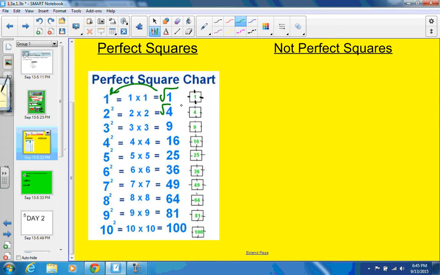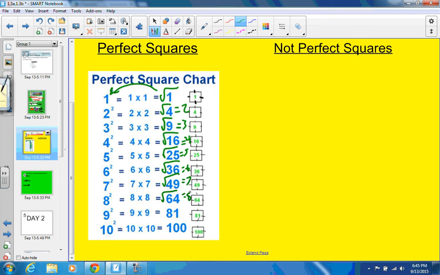Well, actually, the square root of 4 equals 2. That's because 2 squared equals 4. Square root of 9 equals 3. Square root of 16 equals 4. Square root of 25 equals 5. Square root of 36 equals 6. And so on.